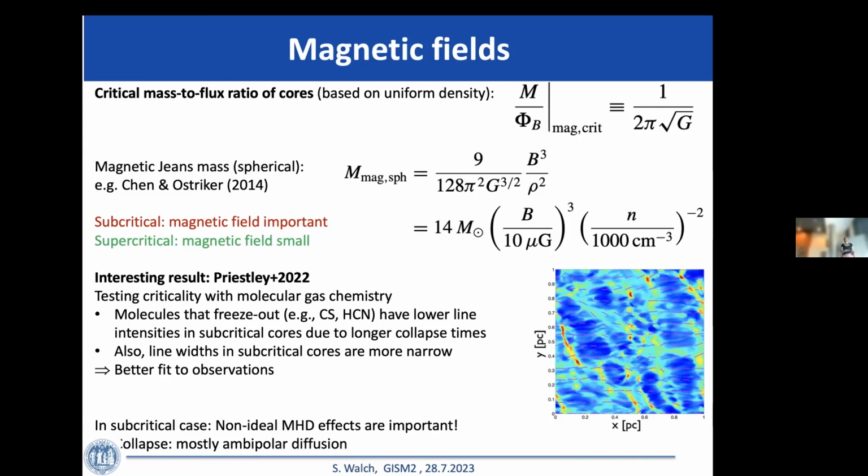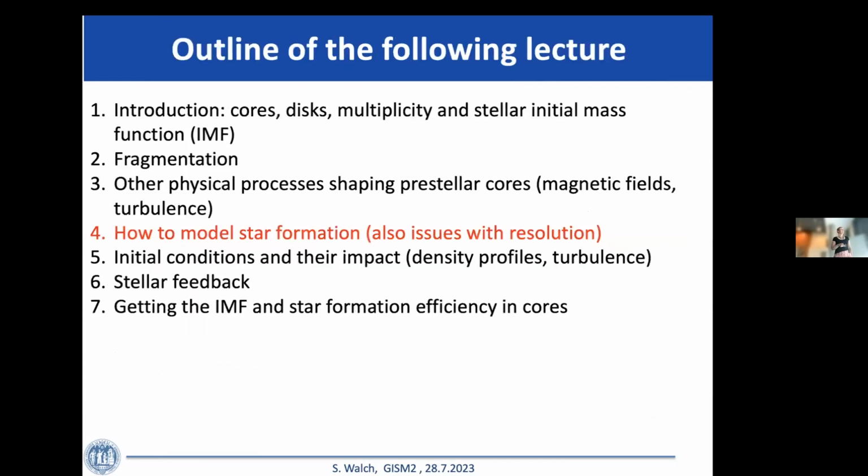And so there are actually three non-ideal MHD effects, but for the core scales, I think ambipolar diffusion is the most important one. Okay, and so then I would break here and ask for questions, and then we will move on with modeling.